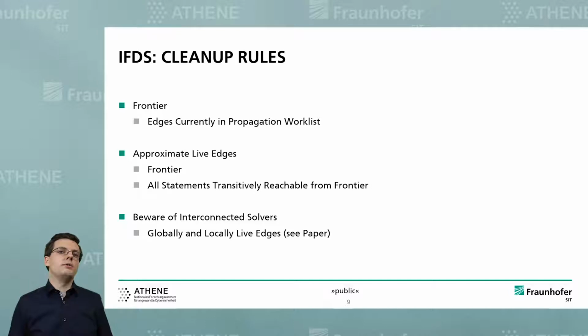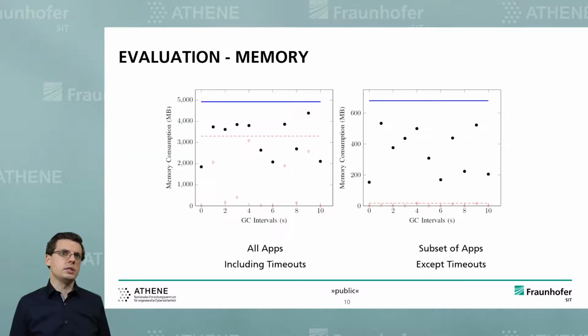And once we have the live edges, we just do the inverse, and every edge that is not live is dead and can be removed. This is a bit more complicated in FlowDroid because we have interconnected solvers. There is one data flow solver and one alias solver, but just keep that aside for now.